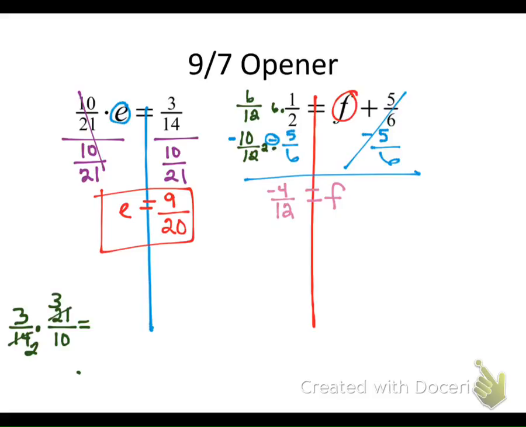Is that in simplest form? No. What's 4 and 12 both divisible by? So what's negative 4 divided by 2? Negative 2. What's 12 divided by 2? Am I done? No. Hold on, let me write this smaller. Okay, that's way small. That's all right.